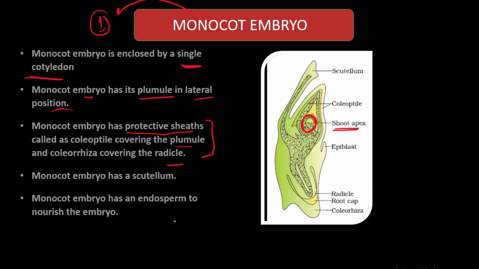The monocot embryo has a scutellum. As I mentioned the role of the scutellum, again: it basically absorbs nutrition from the endosperm present in the embryo sac. That is the main role of the scutellum. Here in this monocot embryo, we can see the reserved endosperm, which is helpful to nourish the embryo. So the scutellum absorbs from the endosperm and nourishes the embryo. So that is about the embryo.